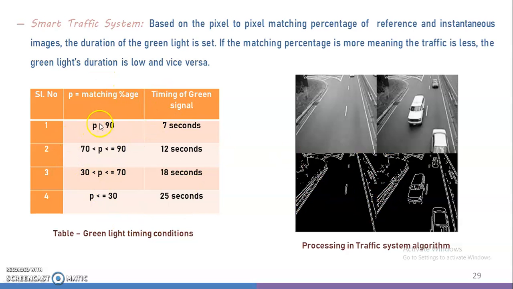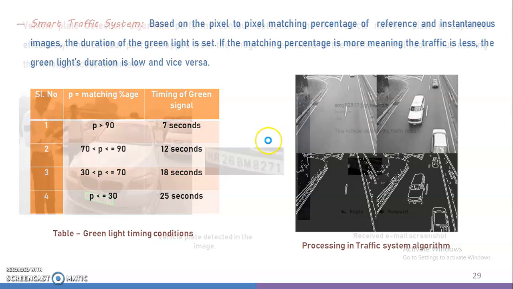This is the condition which I discussed in the algorithm. If it is greater than 90%, 7 seconds of green signal timing; 70 to 90%, 12 seconds; 30 to 70%, 18 seconds; and less than 30%, 25 seconds. So this takes care of the whole algorithm, and this means that a higher percentage of match means the number of vehicles on this street is less. Here it is less, so the percentage of match will be greater than 90%. Like this the algorithm works.